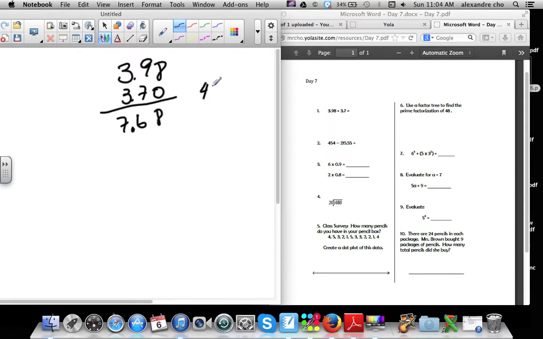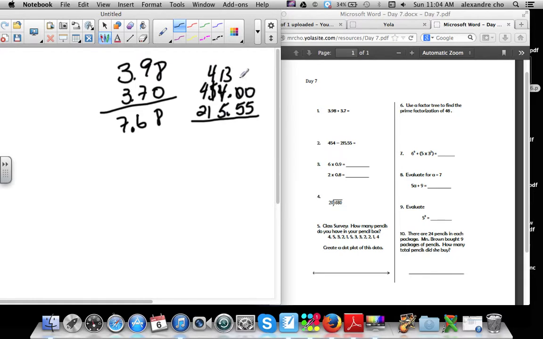Next question is 454, doesn't have a decimal, add 1. Make sure you line up the next set of numbers, 215.55, you're subtracting. Need to add 2 zeros on top. Now you can start subtracting. You need to borrow from the 5. That becomes a 4. This is 14, 13.